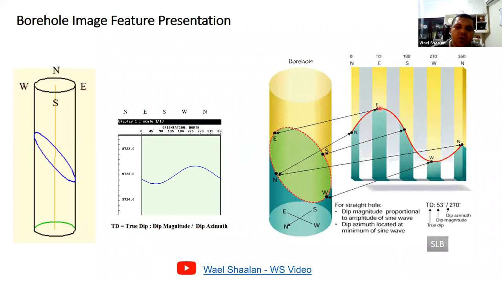This one we call the peak of the sinusoid, and this one we call the trough. The spacing between the peak and trough represents the amount of dip. And the orientation of the trough refers to the direction of the dip. There is a function to calculate, based on the hole diameter and the height of this sinusoid, the amount of dip. And to get the direction of dip, it is simply the trough from here. This is oriented toward north. If we display it in 2D, you will find this trough referring, for example here in this case, to the west direction.